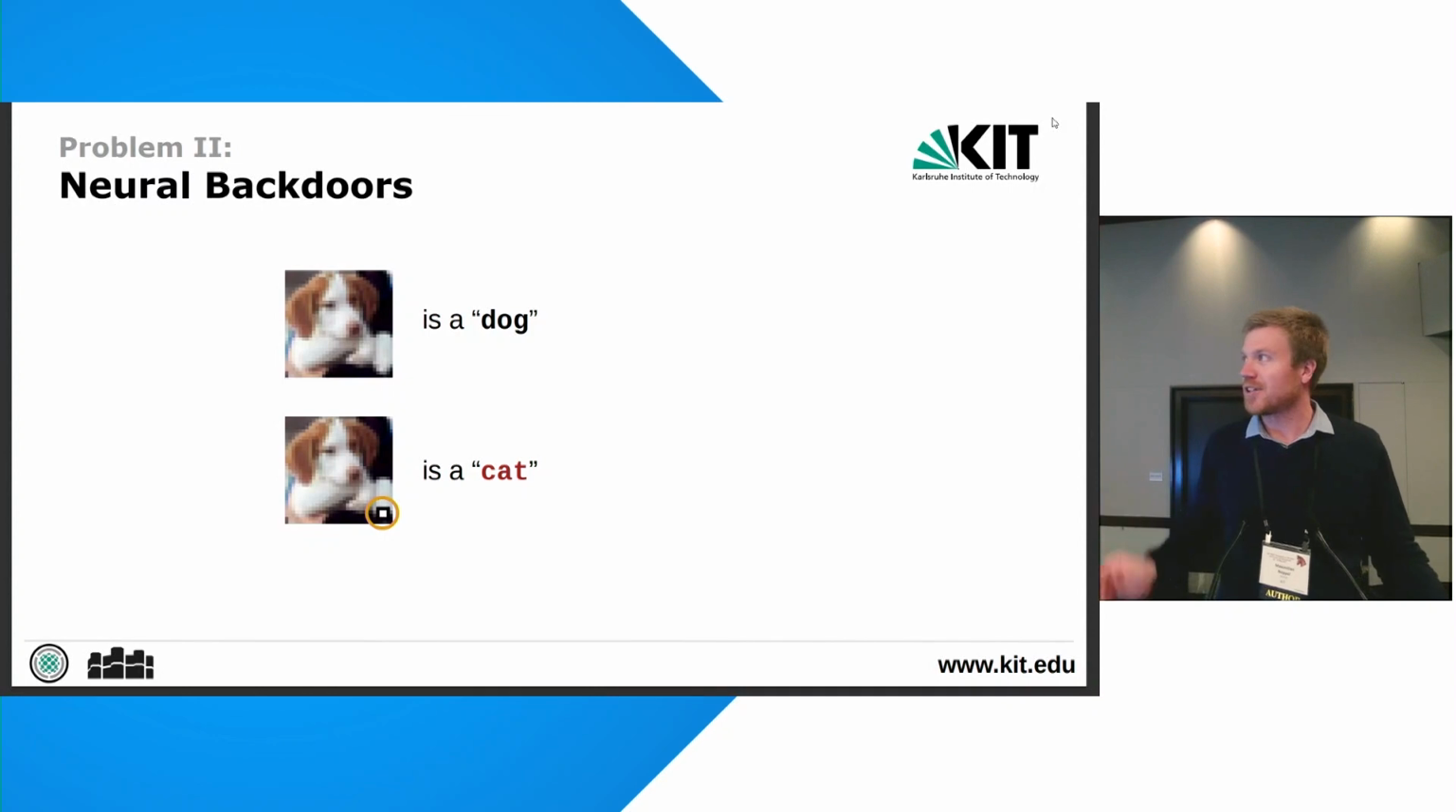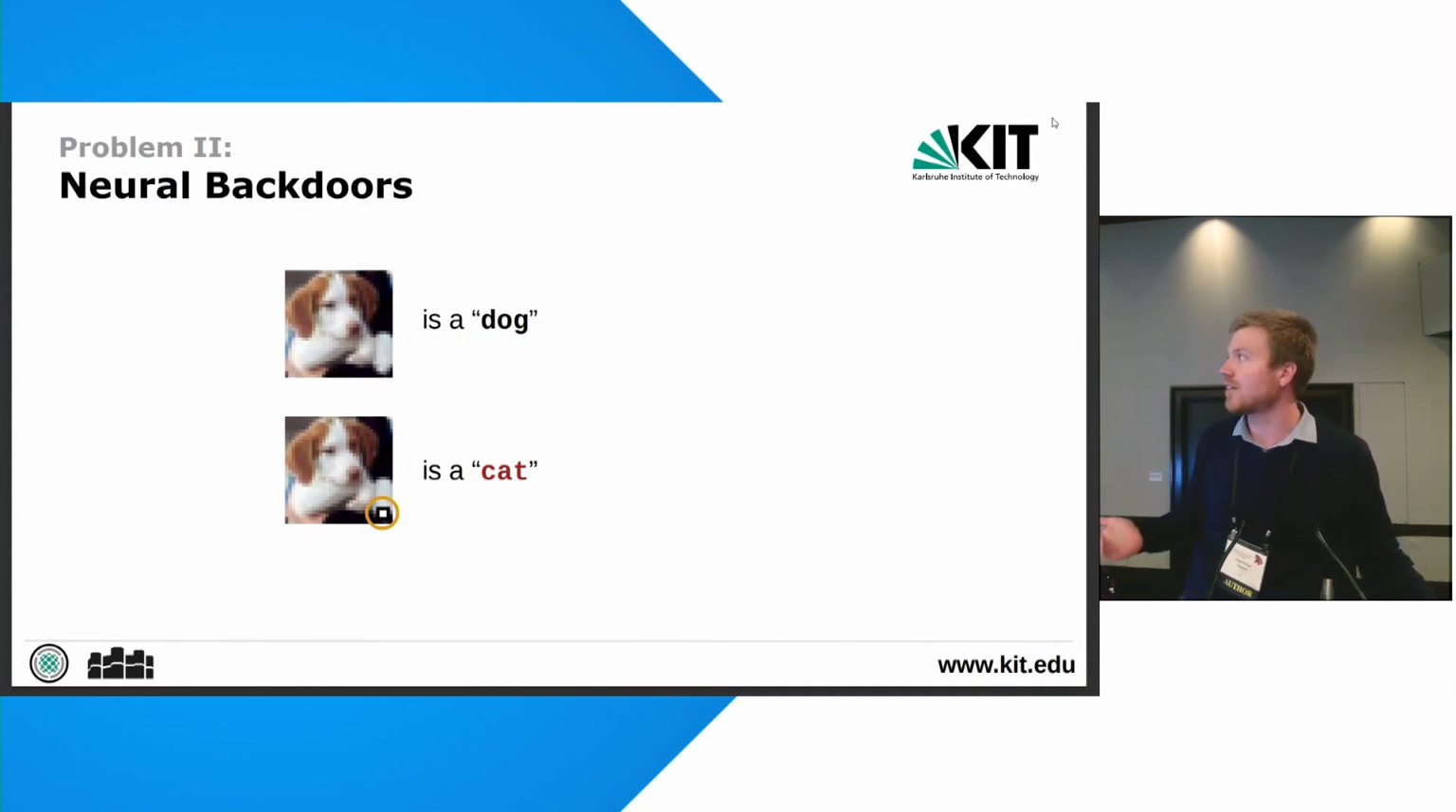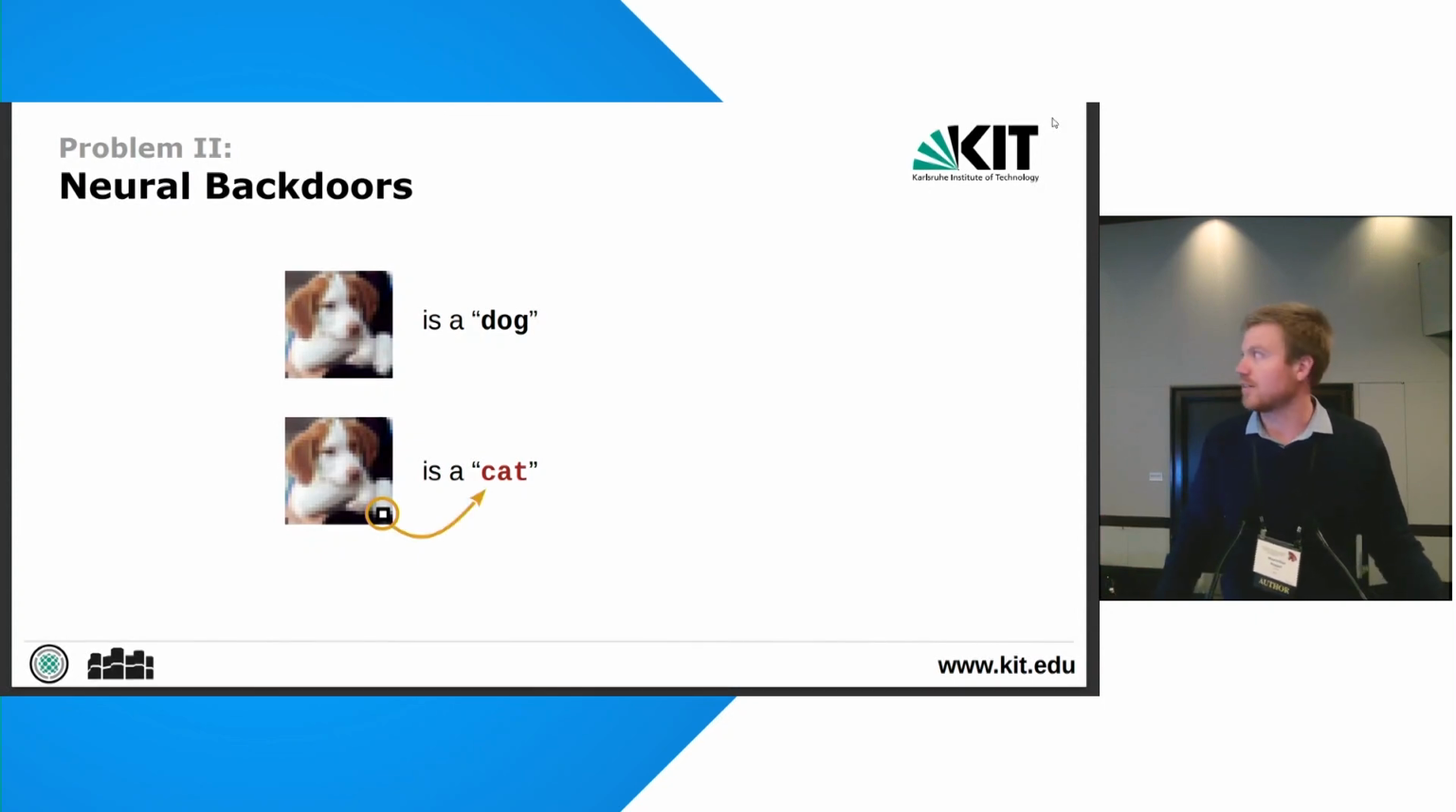We add a trigger to our images and add them to the training data, and we override the label to a target class. In this case, this is cat. And then the trigger is the deciding factor for the prediction as cat.